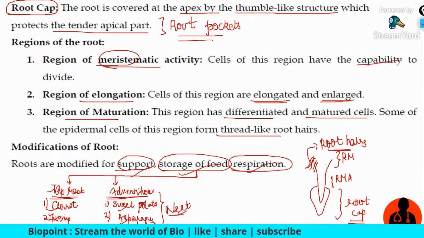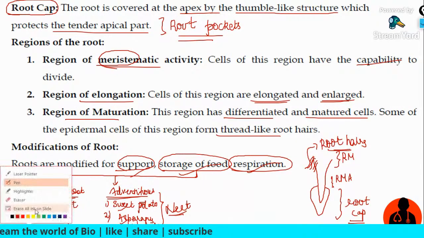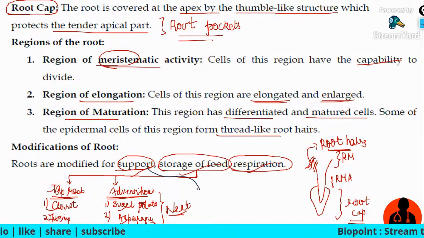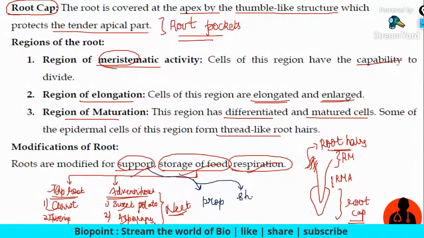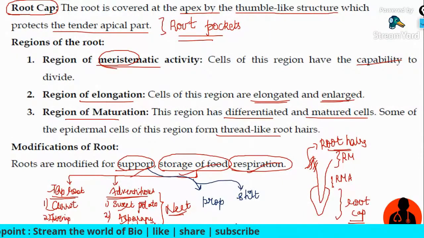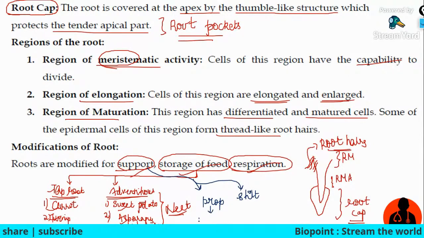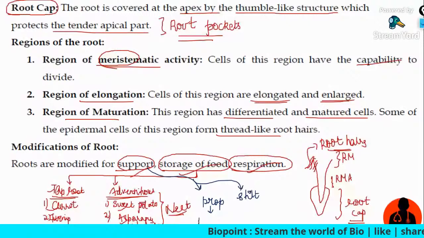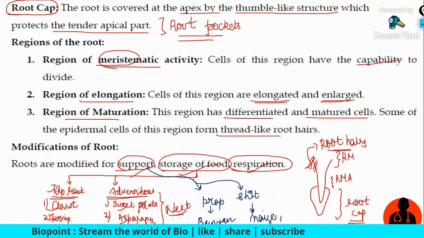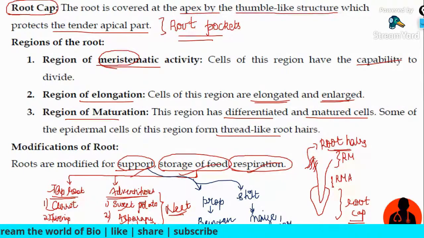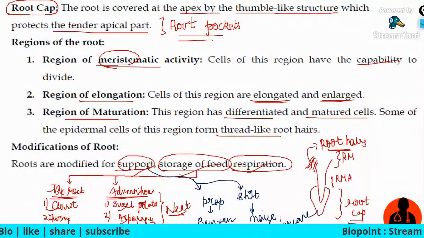We are going on to support also. I hope you have taken down the storage of food. Support is also done by two systems mentioned in your NCERT, that is the prop root and the stilt root. Prop root is in banyan tree, and stilt root is in maize and sugarcane, which is for support.